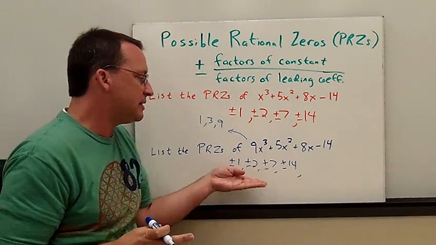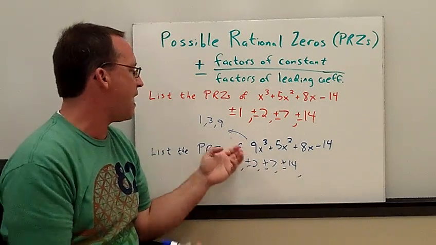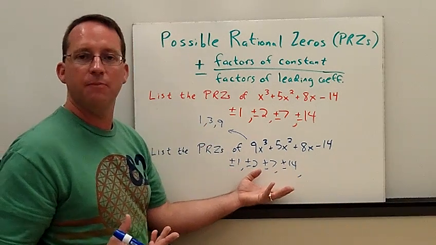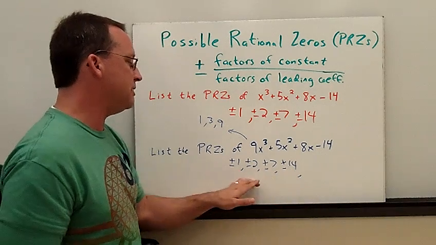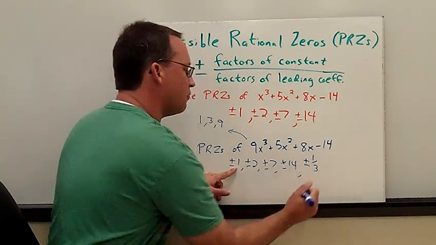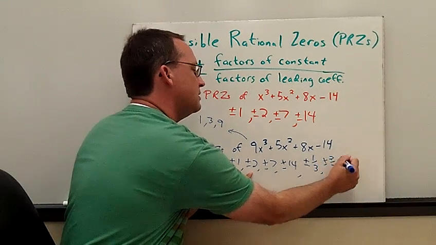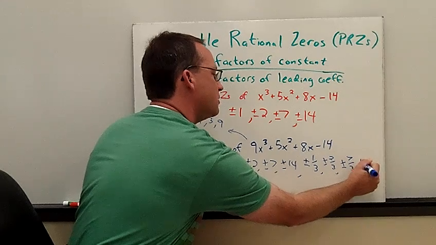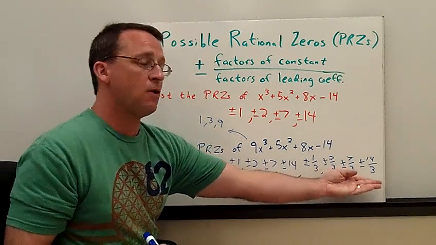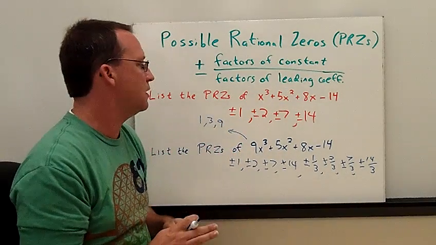So we have to take this list of factors of my constant and divide them by any factors that the leading coefficient has. So I can take all these and divide them by 1, that would keep them the way they are. But then I can also take all these and divide them by 3. So plus or minus 1/3 would be possibilities. Plus or minus 2/3, 7/3, and 14/3 are all possible rational zeros. These are rational numbers now. They're fractions with integers that might be zeros, might be solutions to this polynomial.